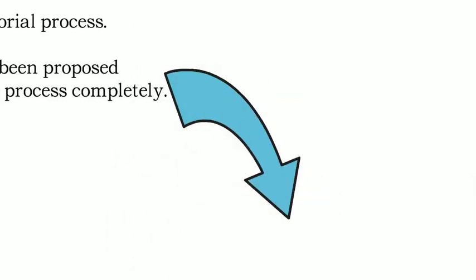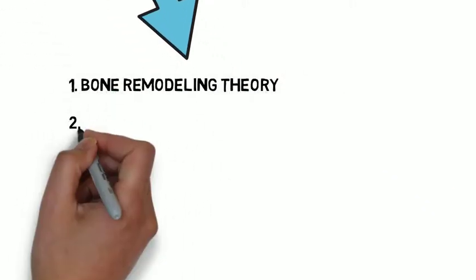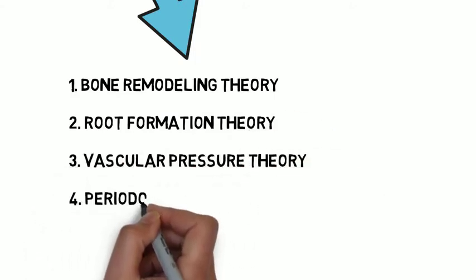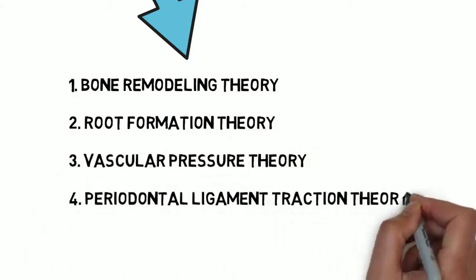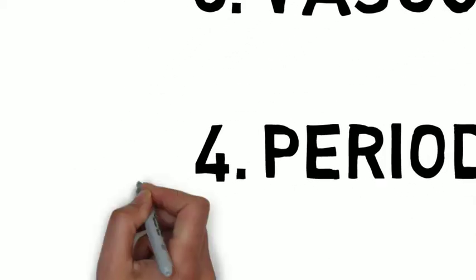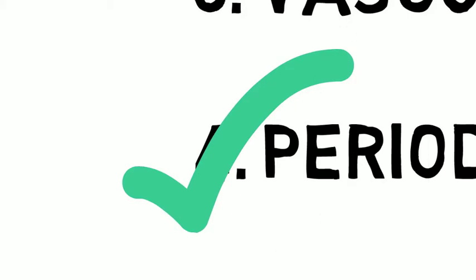Here, we will be discussing the four most known theories of tooth eruption: bone remodeling theory, root formation theory, vascular pressure theory, and periodontal ligament traction theory. Among these, the most accepted theory is the periodontal ligament traction theory.